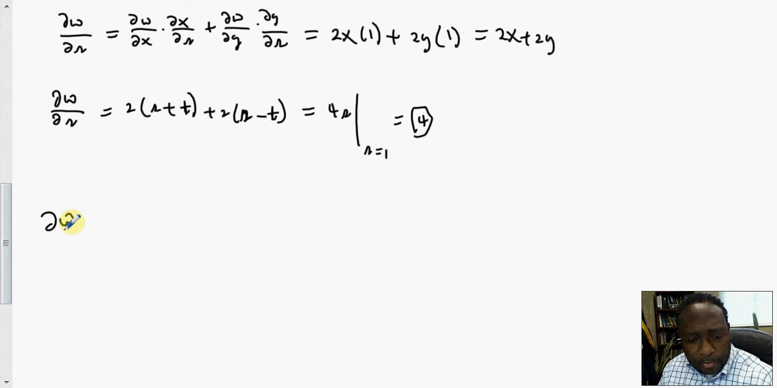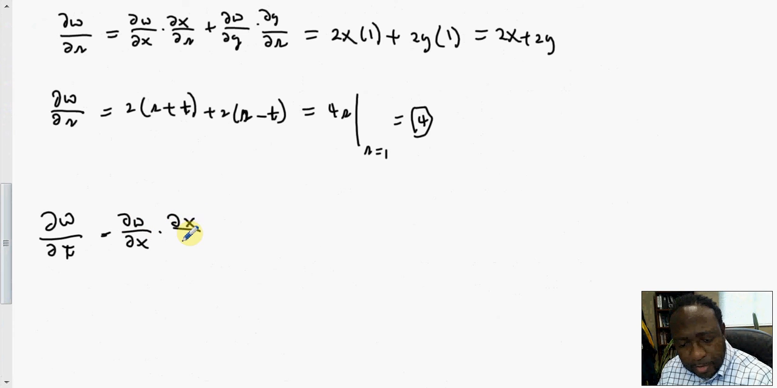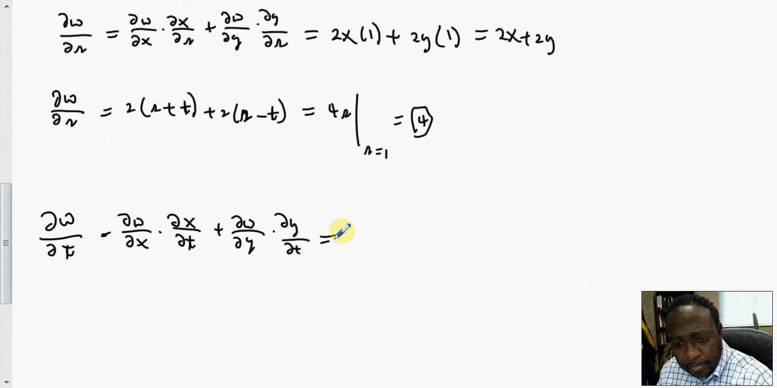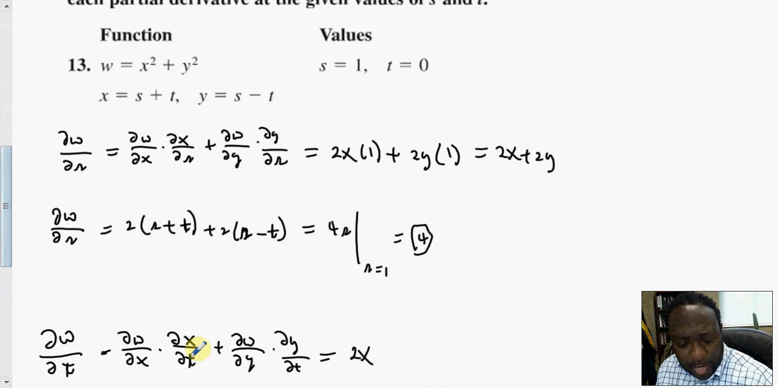So now the partial of w with respect to t is the partial of w with respect to x times the partial of x with respect to t plus the partial of w with respect to y times the partial of y with respect to t. So the partial of w with respect to x and the partial of w with respect to y stay the same, right? 2x and 2y. So this is 2x times the partial of x with respect to t, that's 1, plus the partial of w with respect to y, that's 2y, times the partial of y with respect to t, that's negative 1.